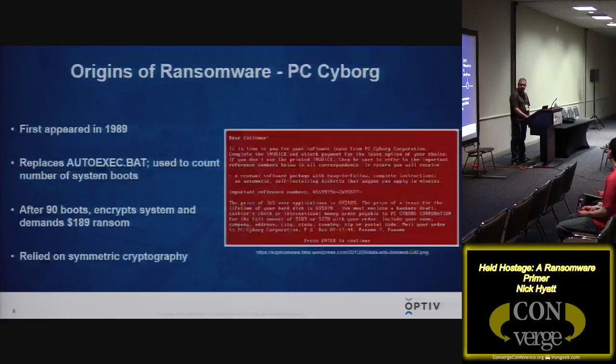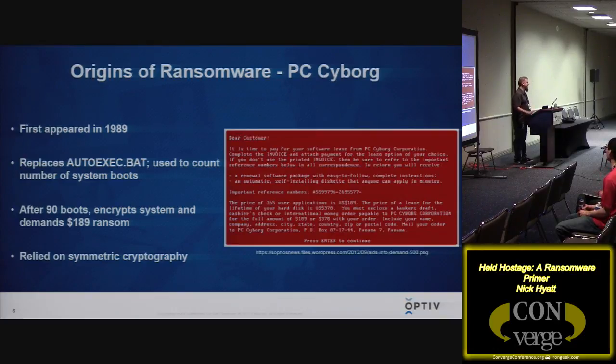But let's take a step back to the Jurassic Age of ransomware, and let's talk about Cyborg. And just as a note, I want to say this is literally the only image of Cyborg I could find on the internet. So it's fairly rare, and I couldn't find an installer for it anywhere. But it first appeared in 1989. And it was distributed on 5.25-inch floppy disks, if anybody in this room knows what those are.